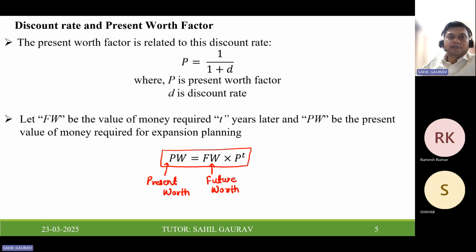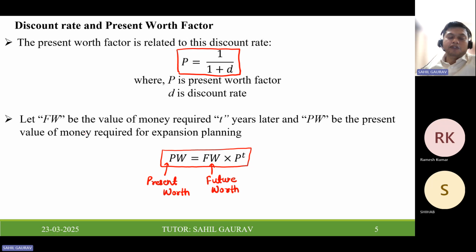So coming to the next part, where we will see the worth of something: what should be the present worth factor, what should be the future worth factor based on the discount rate. So the present worth factor is related to the discount rate, where we have P the present worth factor and D the discount rate. It is defined as P equal to 1 upon 1 plus D. So this relation we need to know.